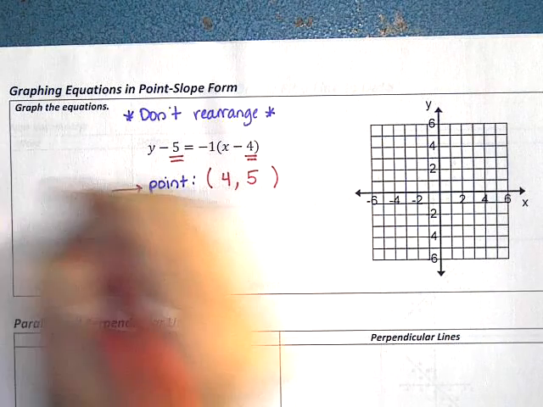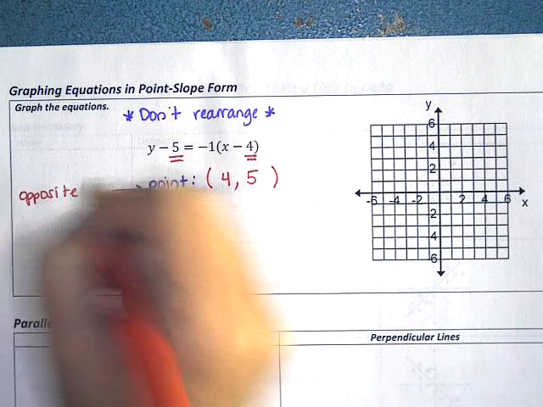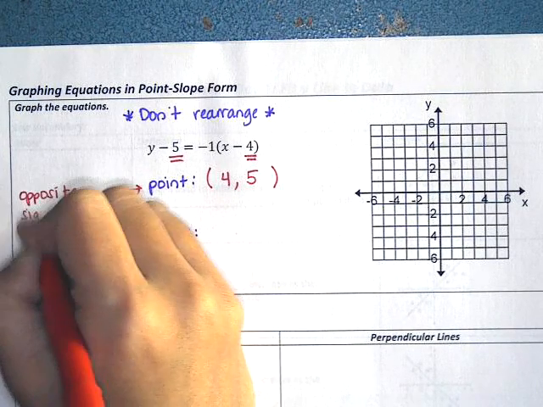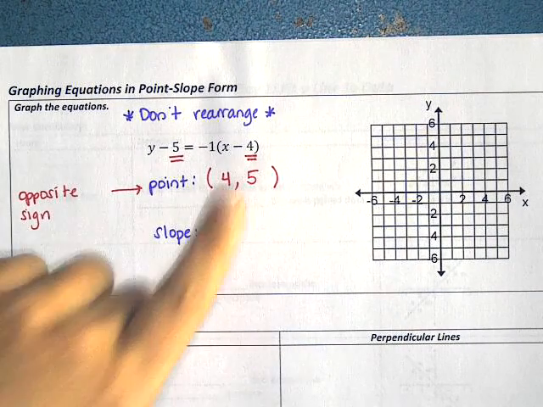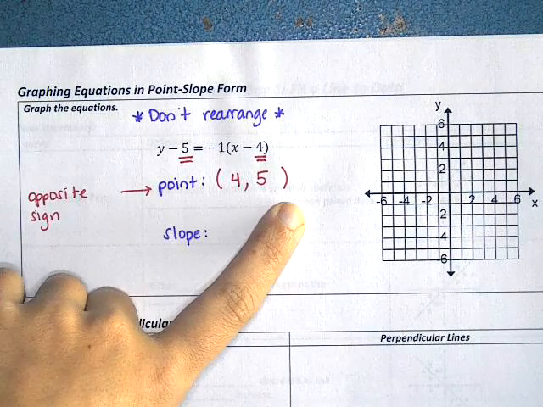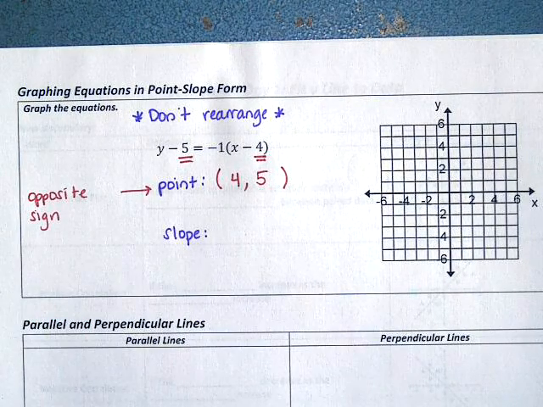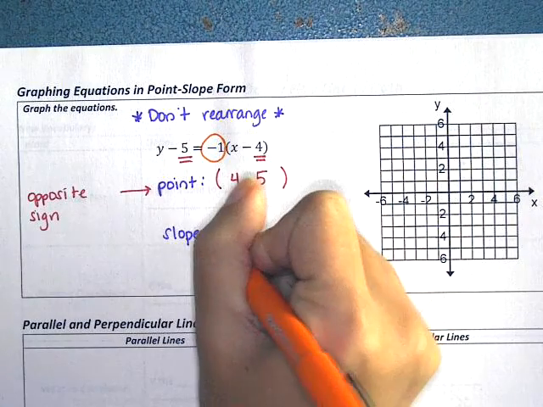Remember, the x and the y values are always the opposite sign of the numbers that you can see in the problem. So if it looks like a -4, it's actually a +4. If it looks like a -5, it's actually a +5. Now the slope would be the number outside of the parentheses, so -1.